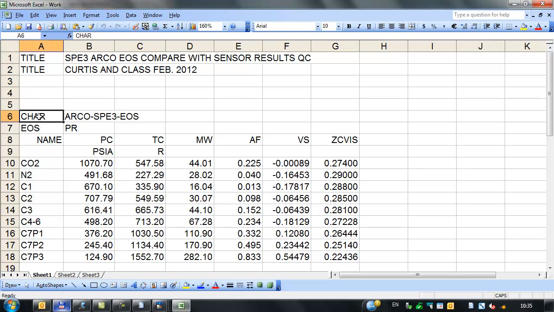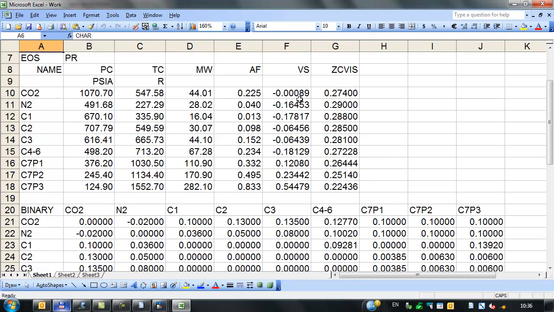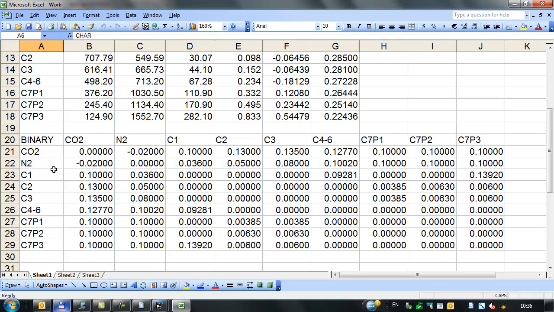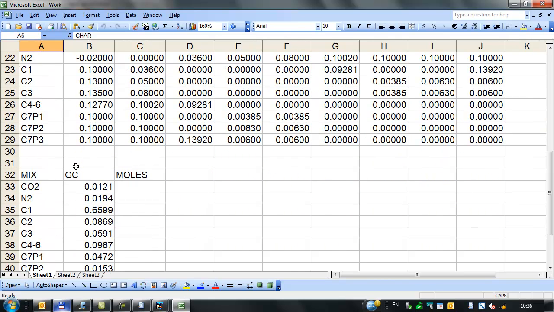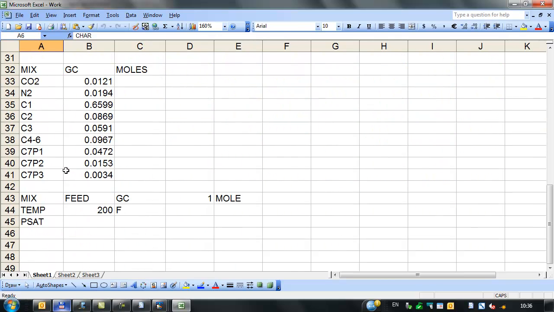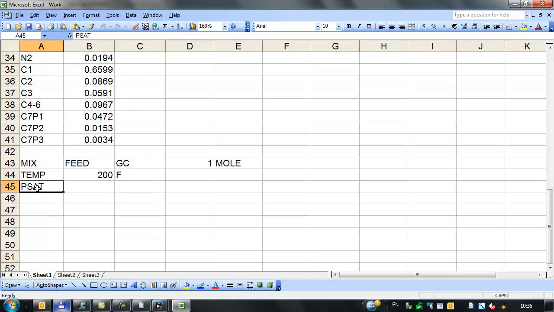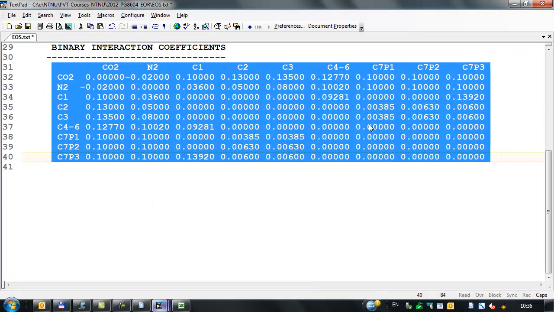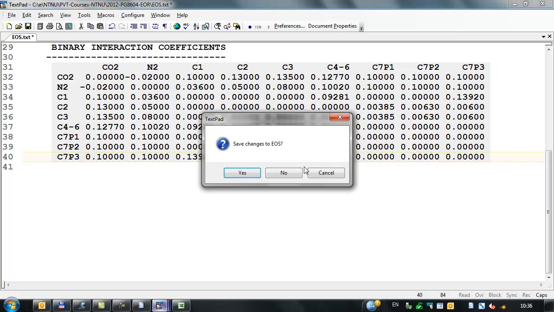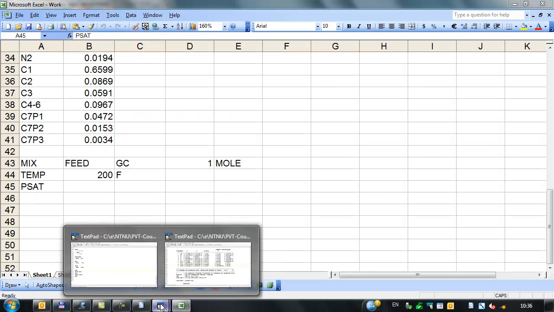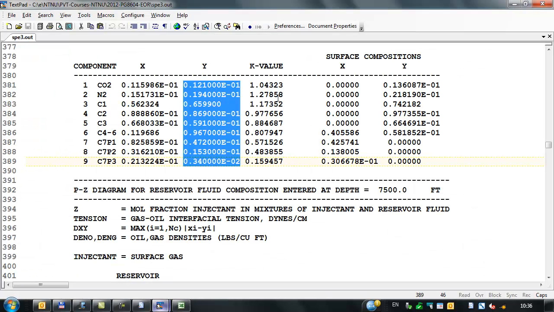Okay. And then we've got the characterization. And we have all the properties we need. We've got molecular weight, TCPC, eccentric factor, volume shift, critical Z factor. For the viscosity, we've got the binary interaction parameters. We've got a composition. And then we'll do a saturation pressure calculation. And from that, it will give us some K values and things we'll compare directly with. This we don't need to keep. We'll compare directly with these K values.